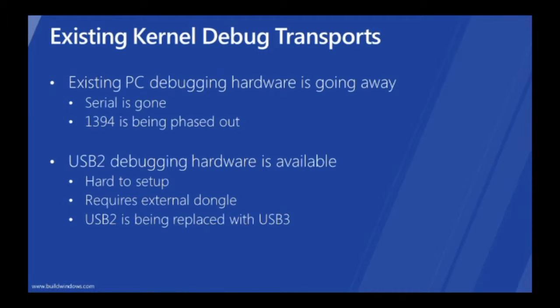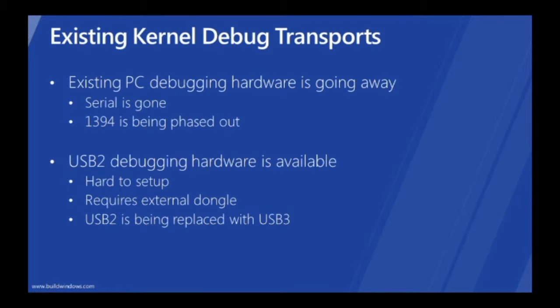Windows has shipped with kernel debug transports for many years. One of the things that we noticed several years ago is that the existing transports that we've used, like Serial and 1394, have been starting to disappear from machines. Most modern machines don't come with Serial at all, and 1394 is being phased out over time. USB 2 hardware is still available in most modern machines, but it is also starting to disappear because it's being replaced with USB 3. Furthermore, it's hard to set up debugging on USB 2, and it requires that you purchase a relatively expensive external dongle in order to make it work.